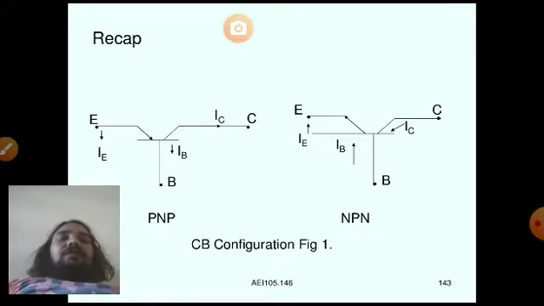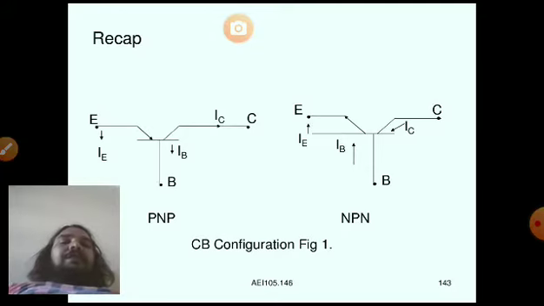diagrams. These are the common base configurations in PNP and NPN transistors, where the base is commonly grounded, the emitter is the input and the collector is the output, where IE is the emitter current, IB is the base current and IC is the collector current in the PNP transistor.